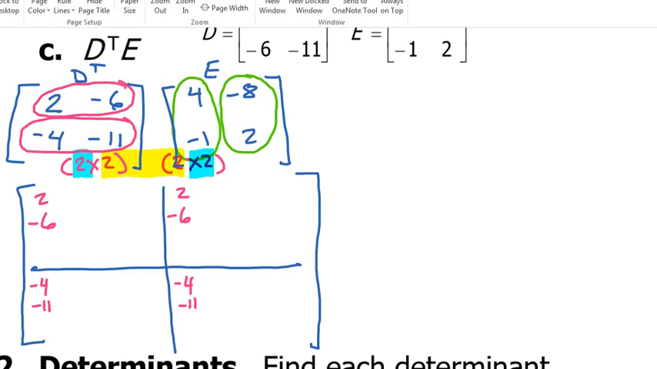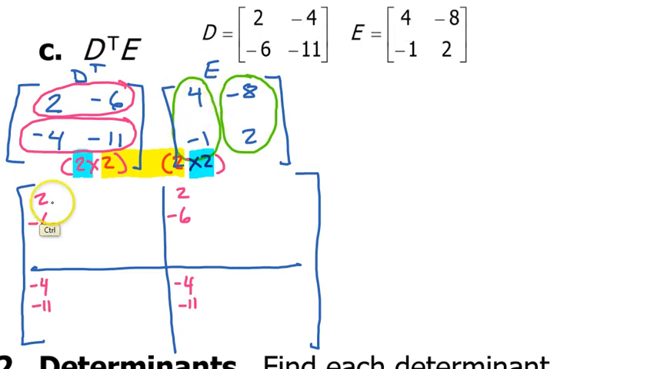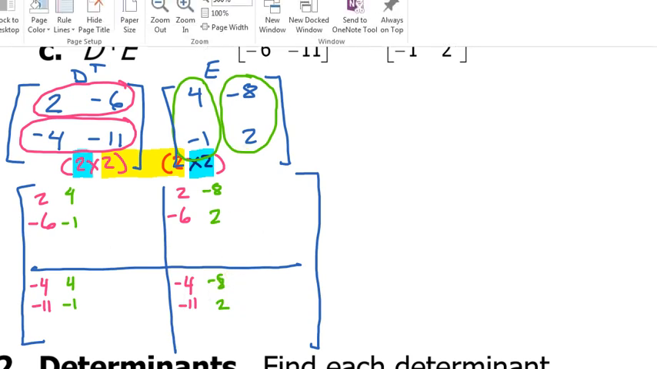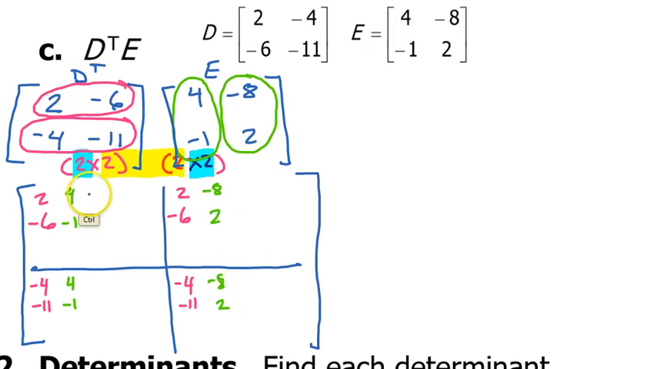All right, now the columns. Column 1 goes in column 1. So I will put 4, -1, 4, -1. Column 2 goes in column 2. So I will have -8, 2, -8, 2. Now it's time to multiply and add.